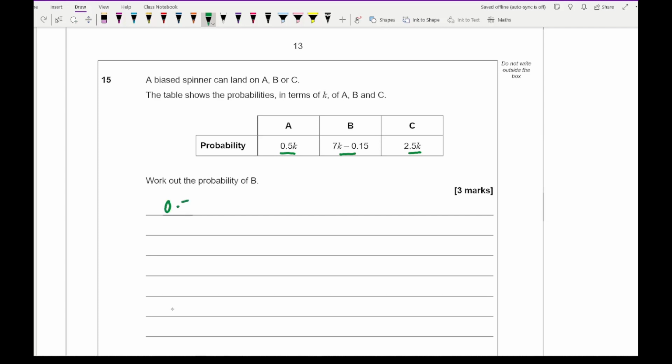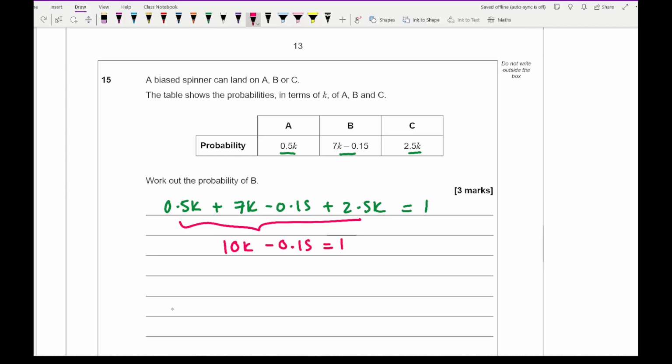So we've got 0.5k plus 7k minus 0.15 plus 2.5k, and they should all add up to 1 because there's no possible other outcome. Now if we neaten all of this, then what do we get? Well, we get 10k minus 0.15 equals 1. So 10k equals 1.15, so k equals 0.